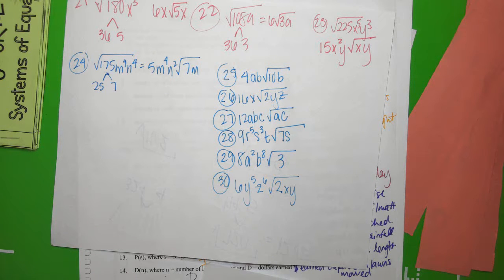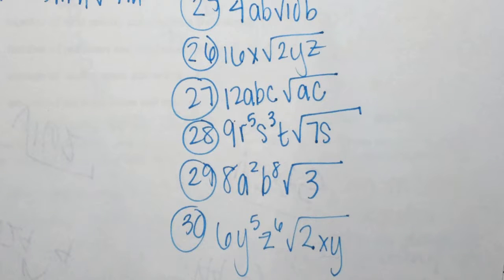We'll go over 25 through 30. Do we need to go over 24? I think we did 24 in class. I'm pretty sure we did. So we shouldn't have had any problems with that one.